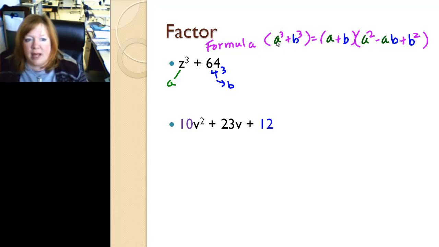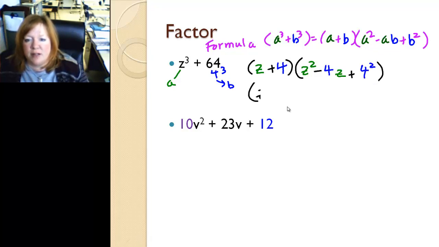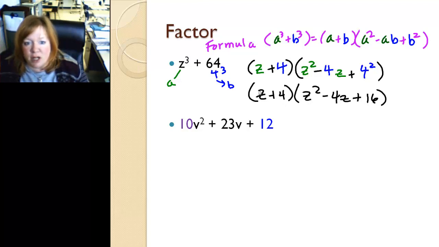So everywhere there's an a, I'm going to put a z. And everywhere there is a b, I'm going to put a 4. So this is going to become z plus 4. And then I'm going to have a squared. That's going to be z squared minus a times b, which is z times 4. So 4z plus 4 squared, and close the parentheses. If I simplify that out, I would end up with z plus 4 times z squared minus 4z plus 16. Now I like to do a double check on these, and I just make sure the first guy, z times z squared, gives me the z cubed, and the 4 times the 16 gives me 64, which it does.